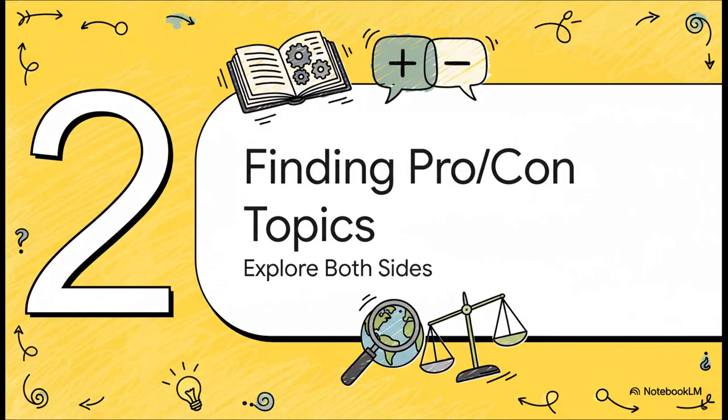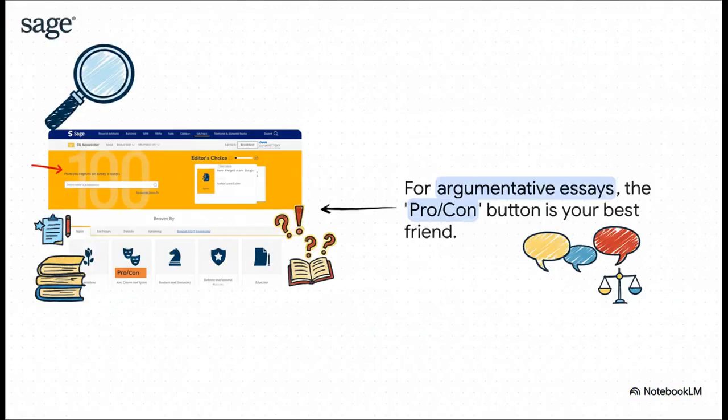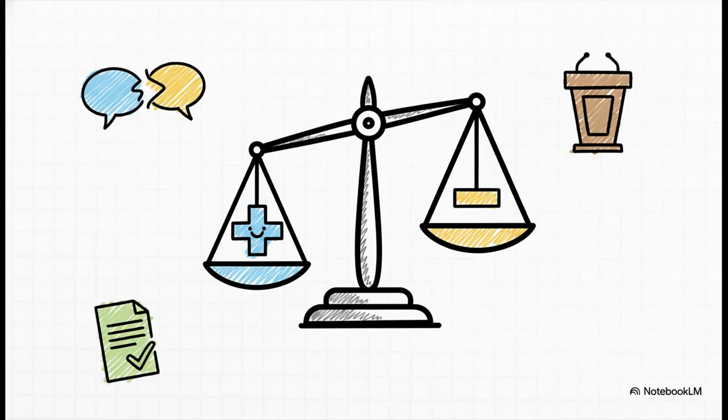All right, now that we're inside, let's get to the good stuff. We're going to explore one of the features that makes this tool so powerful, especially when you need to build out a really strong two-sided argument for a paper. So, if your assignment asks you to explore opposing viewpoints, an argumentative essay, you need to look for this pro-con button right here. I'm telling you, this thing is going to be your absolute best friend. This feature is just a total game changer.